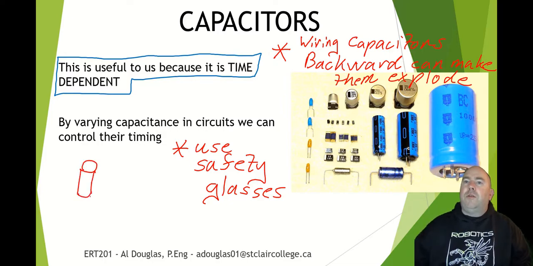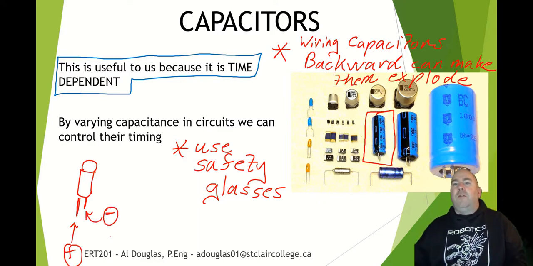So this capacitor looks like this. It has a long leg and a short leg. So if we're looking at a capacitor like this, long leg and short leg, this one is our positive. This one here is our negative. Make sure you put these in the correct way or else they have the potential to explode on you. Okay?